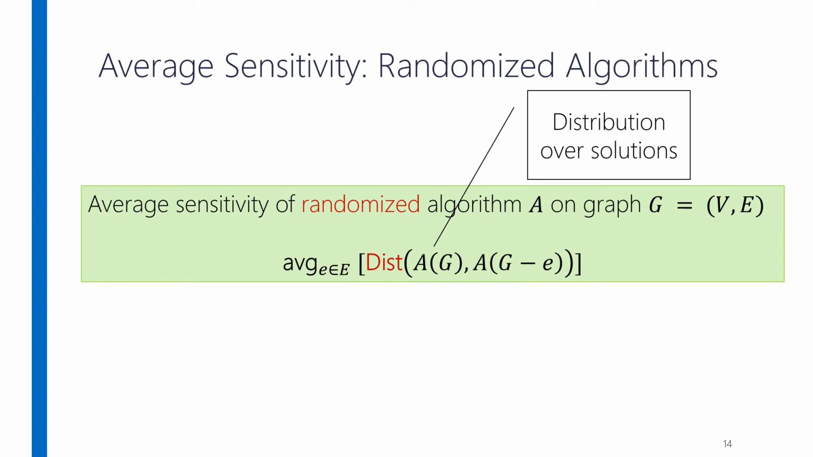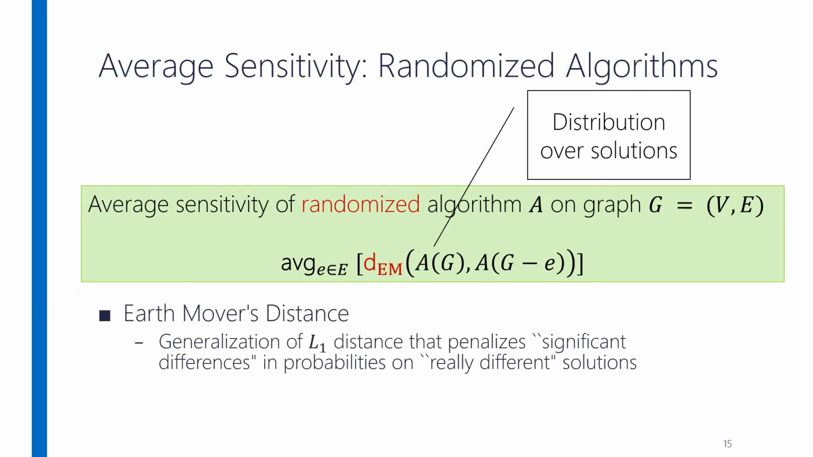We also generalize our definition of average sensitivity to randomized algorithms. In this case, the output of an algorithm is viewed as a distribution over solutions, and so we need to incorporate a distance measure between distributions into our definition. All other aspects of the definition remain the same. We use the earth mover's distance between distributions. Our choice for this specific distance measure is because earth mover's distance can be used to integrate the Hamming distance between solutions supporting the distributions.